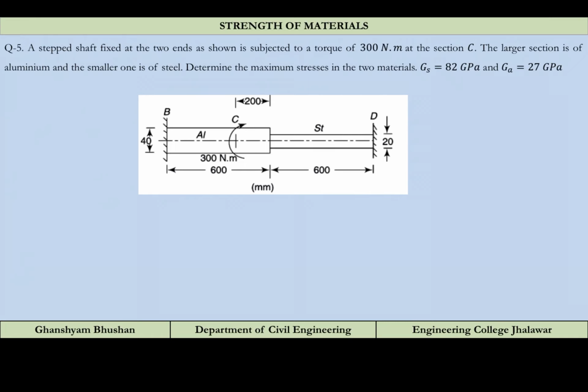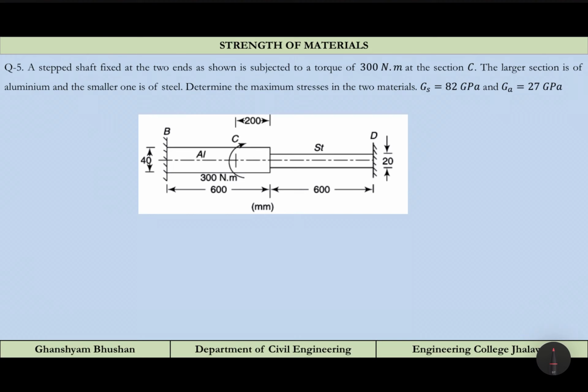The larger section is of aluminum and the smaller section is of steel. Determine the maximum stresses in the two materials. So what we have to do is determine the tau max for steel and tau max for aluminum. Given is the modulus of rigidity G for steel, 82 GPa, and for aluminum, 27 GPa. So S we are using for steel and A we are using for aluminum.